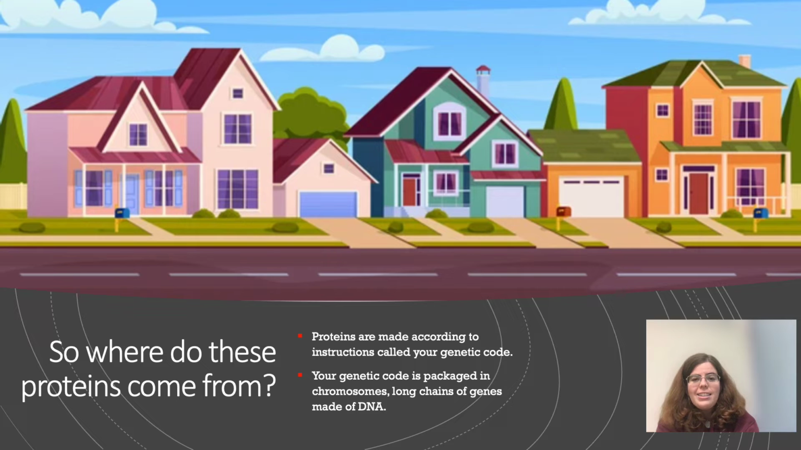I like to think of it as chromosomes are like a street, with genes kind of like the houses on the street, and then alleles are like the families that live inside of them.